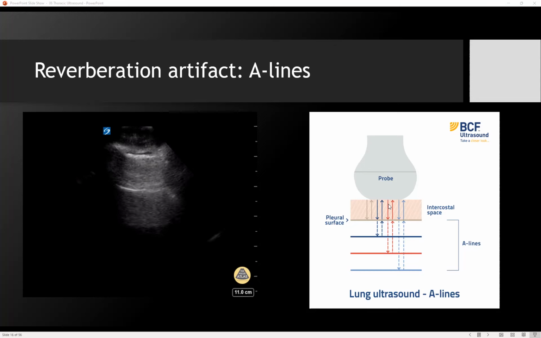Then some actually still bounce off before they're read by the probe. They go down again to the same pleural surface and bounce back. But as far as the probe thinks, it went all the way down this far. And so it places another line. And that is a reverberation artifact. And these are A lines. And this is a normal finding in lung ultrasound. Any questions about A lines?